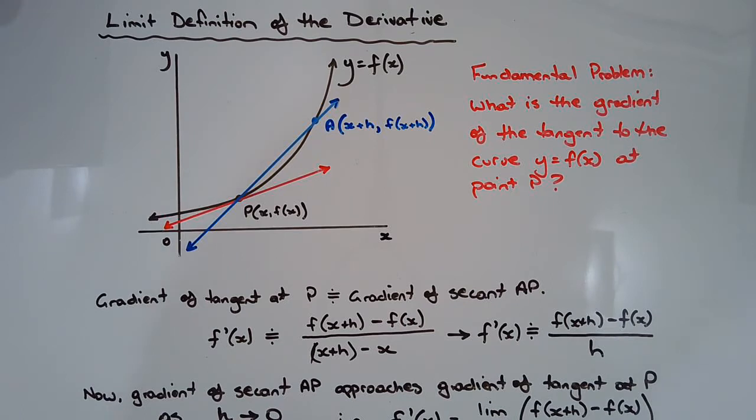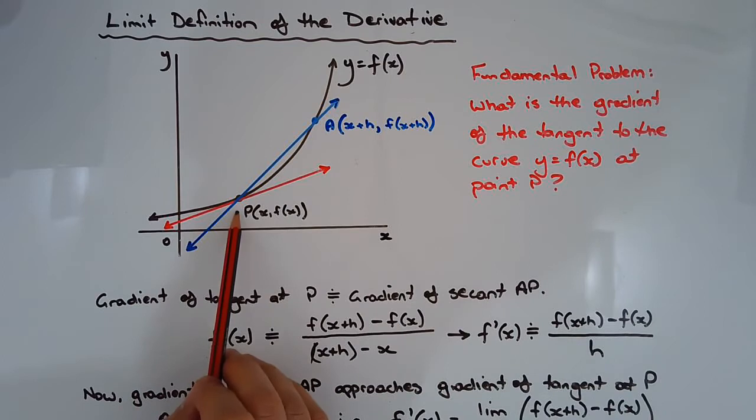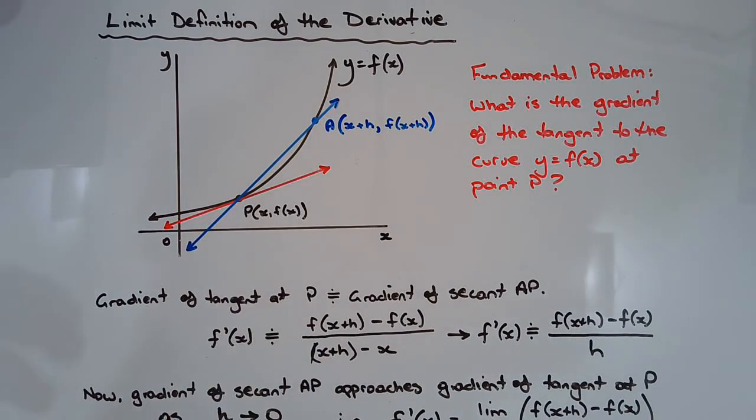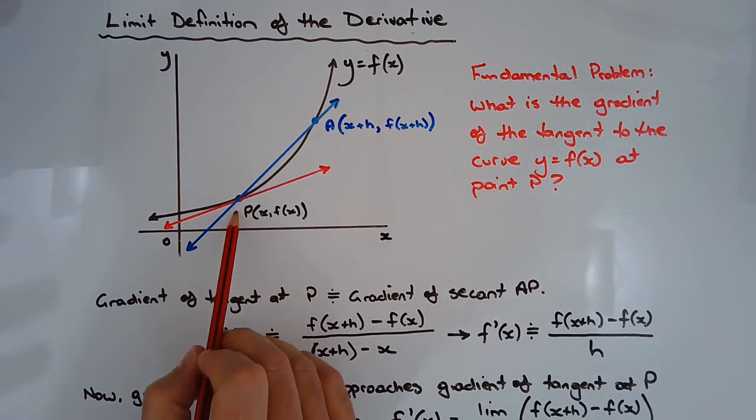So back to our fundamental problem. We want the gradient of the tangent, but we only have one known point. In order to be able to work out the gradient of a line, we need 2 points, don't we? So this is our y2 minus y1 over x2 minus x1. So it's sort of our 2-point gradient formula. But what do we do about this? We've only got 1 point.